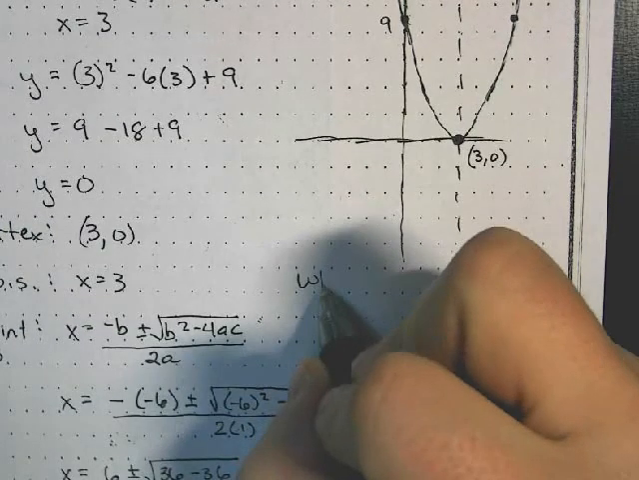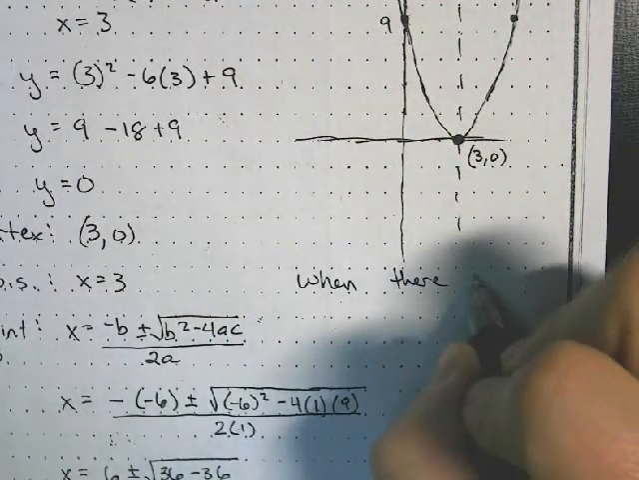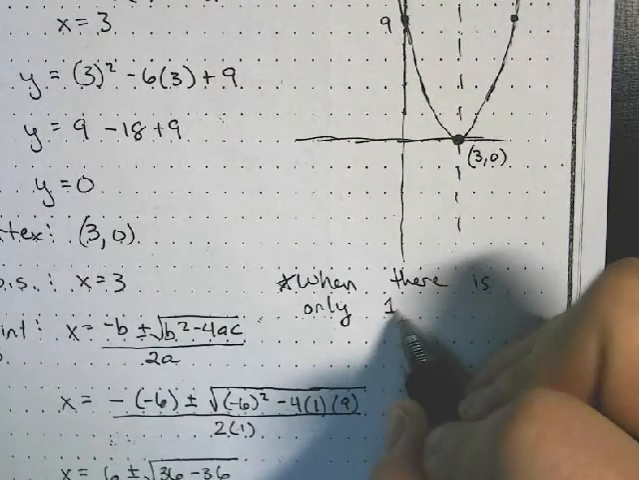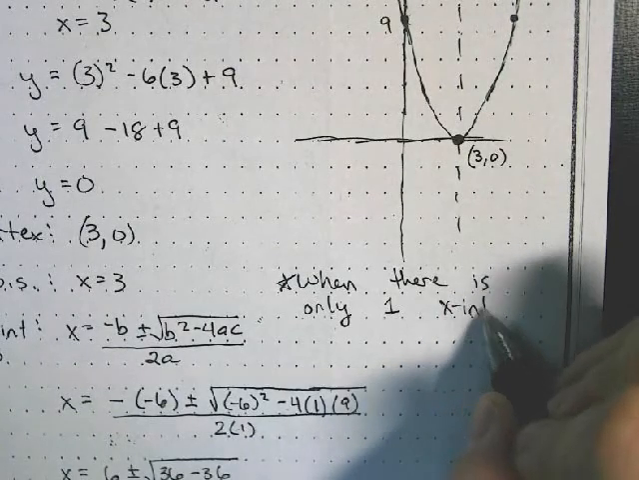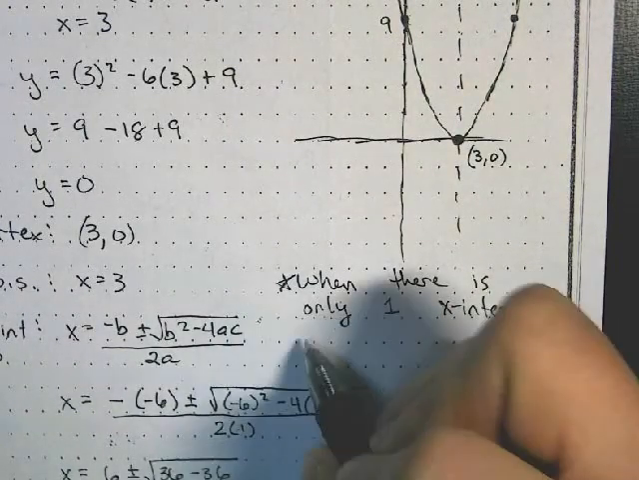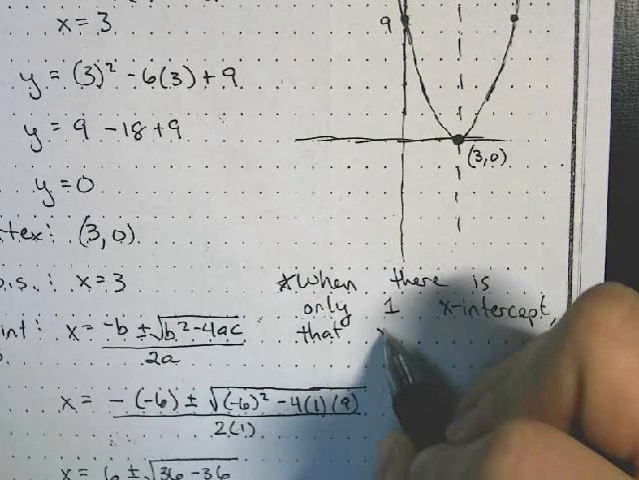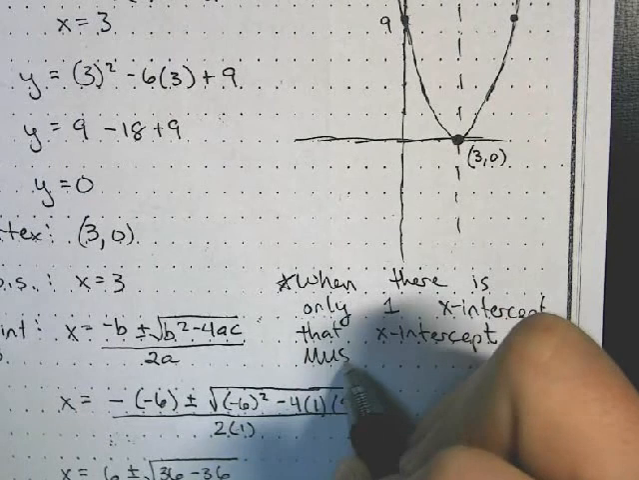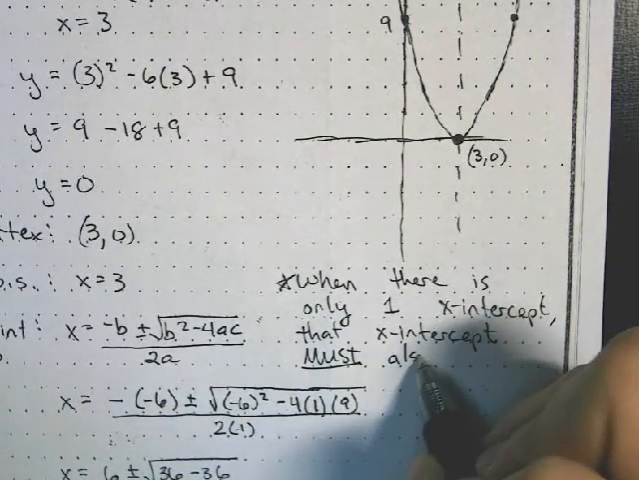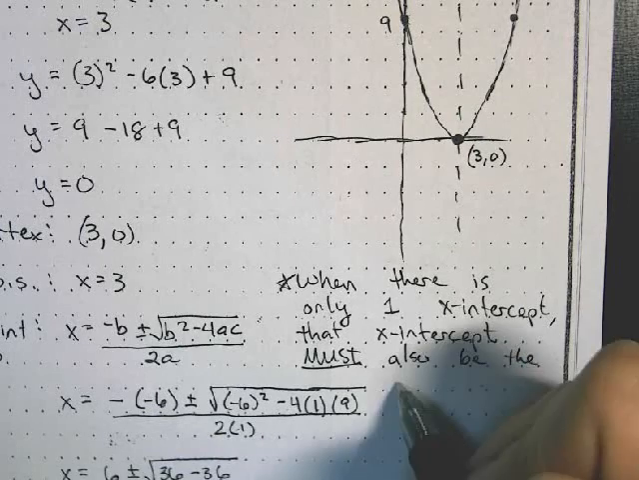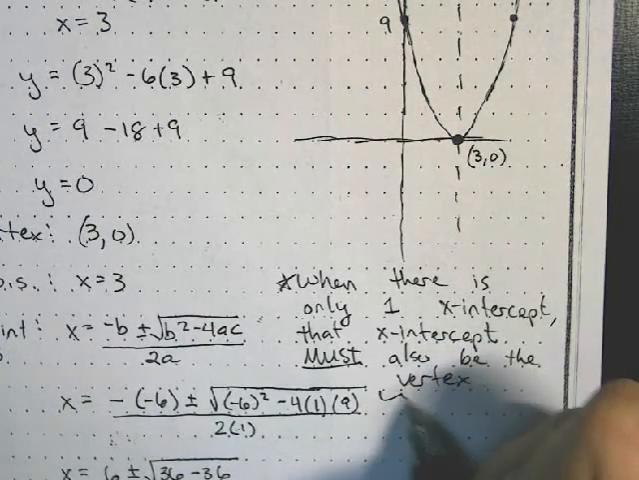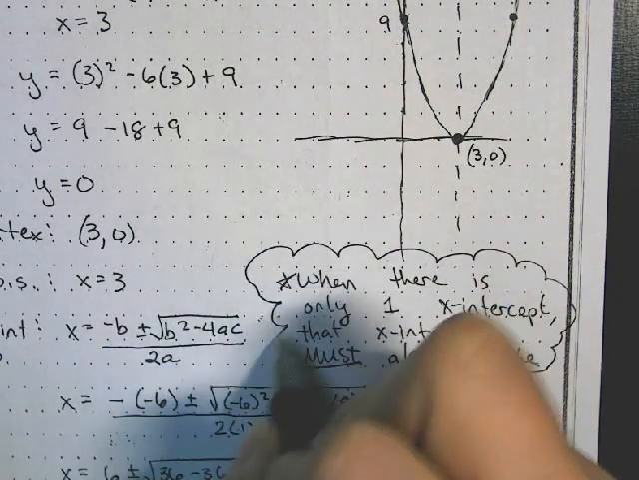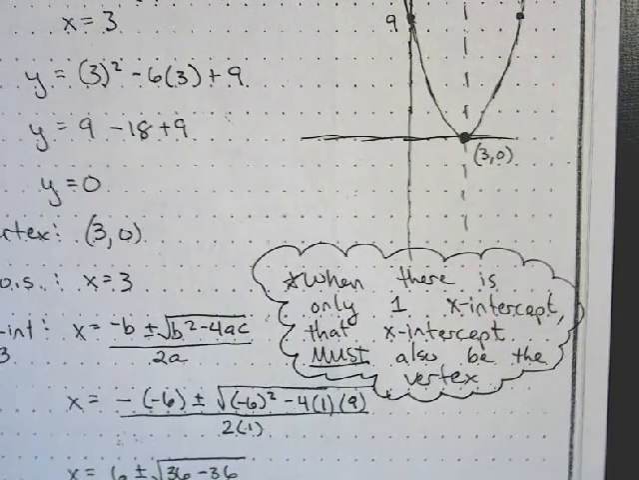So when there is only one x-intercept, that x-intercept must also be the vertex. It's kind of like a little bonus extra knowledge right there.